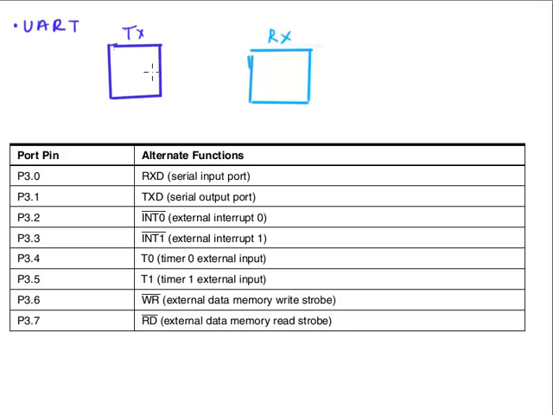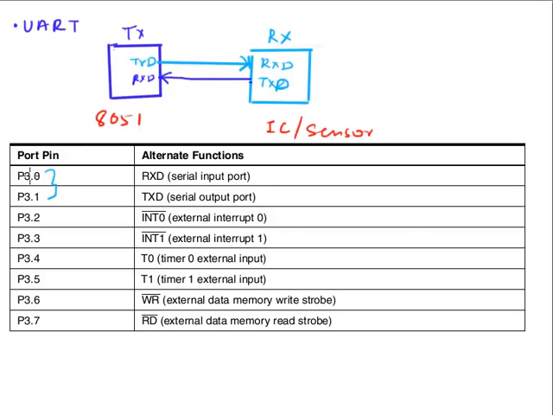So in asynchronous communication, we have a line to transmit here, and this goes into the receive of the other IC. So this would be your 8051, and this could be any other IC or sensor or anything. There's a line to transmit and a line to receive. So the controller receives on this line and transmits on this line. On the 8051 microcontroller, the transmit and receive pins are port 3.1 and 3.0.